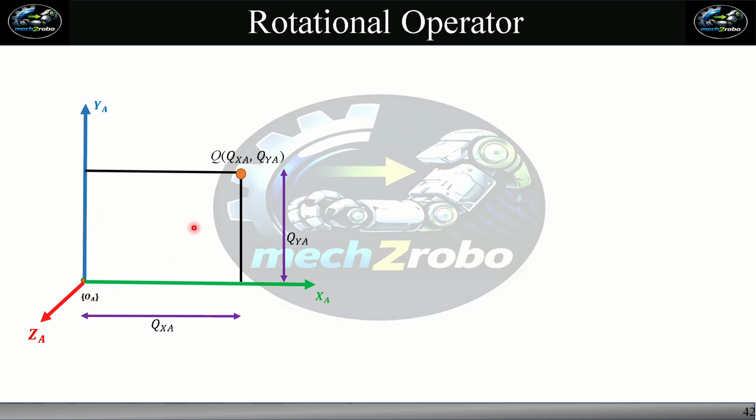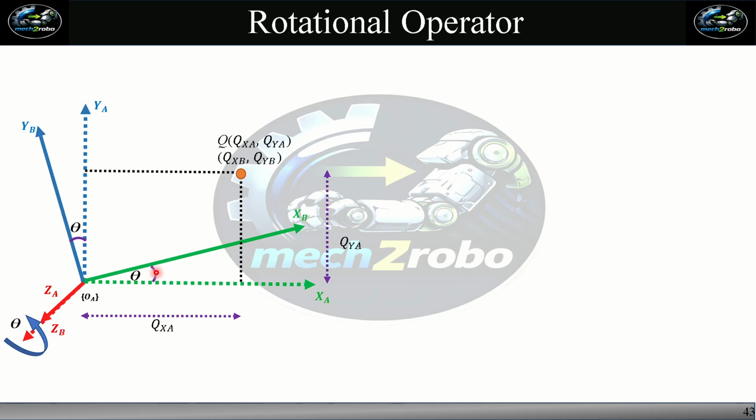And we define a point in the XY plane, and its components in this frame are QXA, QYA. Meaning our QZA component is constant. After that, we rotate this frame by an angle theta. So the newly generated principal axes are XB, YB, and ZB, and ZB and ZA coincide with each other.